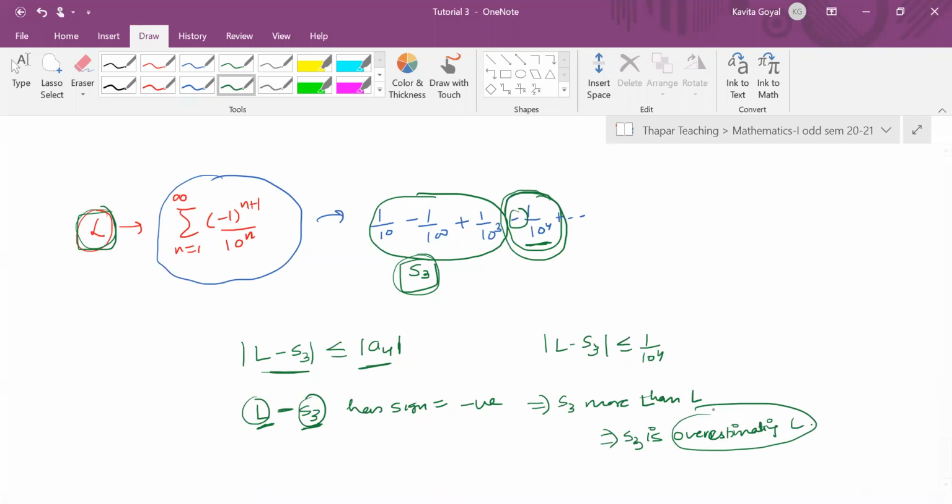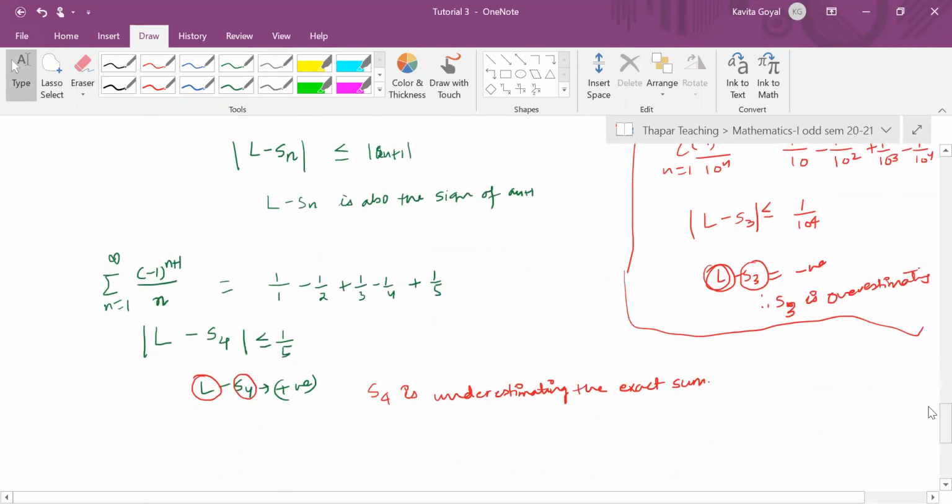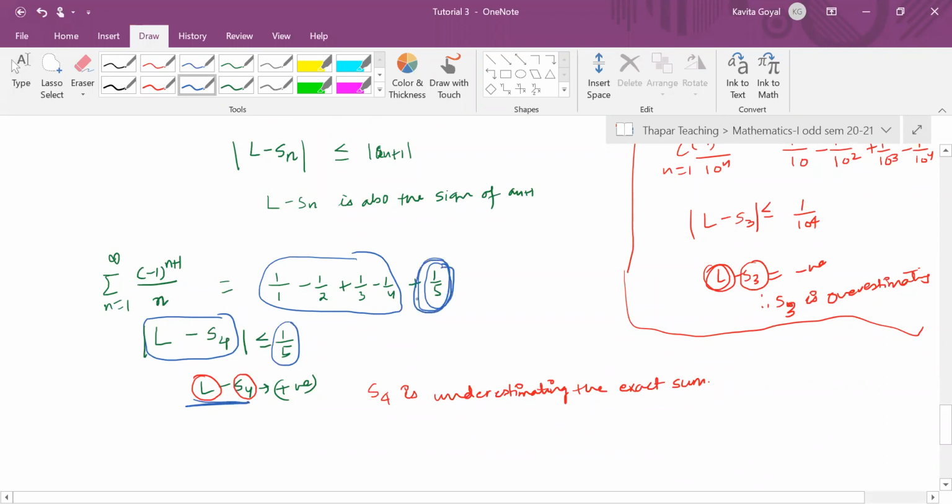Yes, ma'am. Similarly, if you look at the first part, here we are saying that you are approximating with the first 4 terms. So what will be the error? Whatever is the first discarded term, which here is 1 by 5. And what will be the sign of L minus S4? That will be whatever is the sign of the first discarded term here, that is positive. So if L minus S4 is positive, it means that S4 is smaller than L. So it is underestimation. Is that okay? Yes, ma'am.